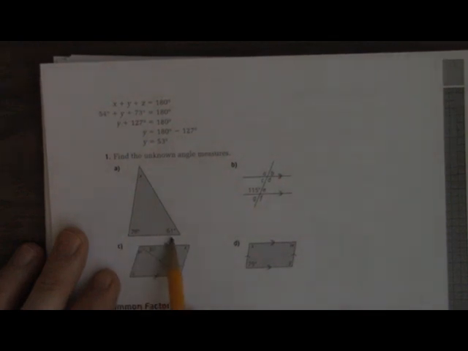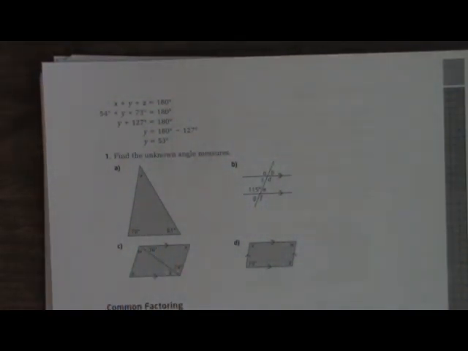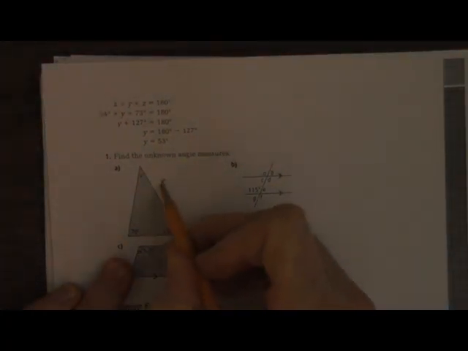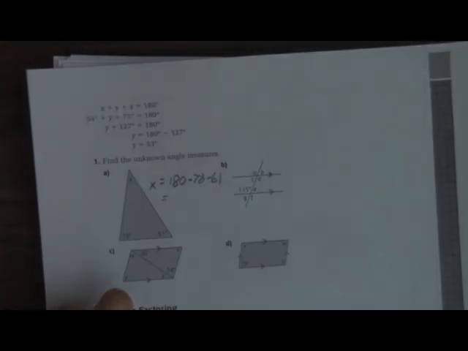Okay, here we have 78 and 61. How can we find X? Yep. Adding the two angles we have and minusing it from 180. Right, good. So X is going to be equal to 180 minus these two angles. So minus 78 and minus 61. And what does that give us?